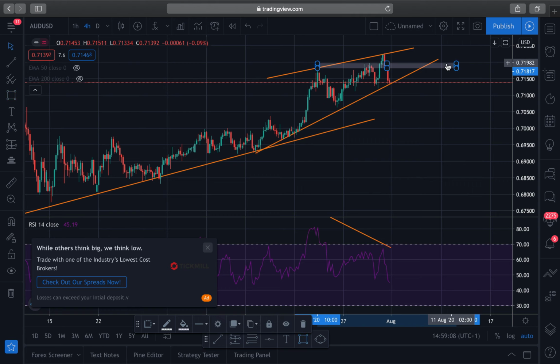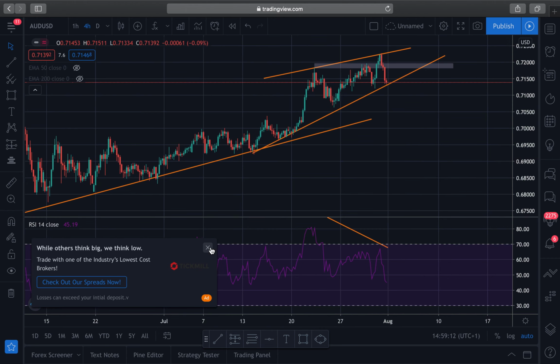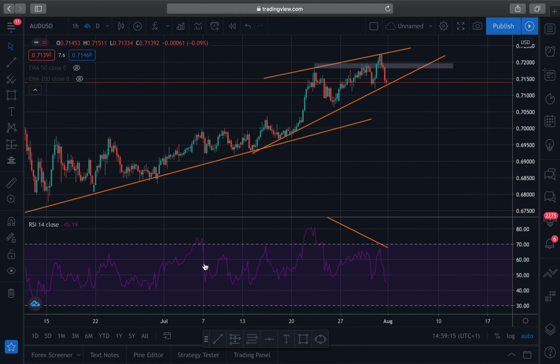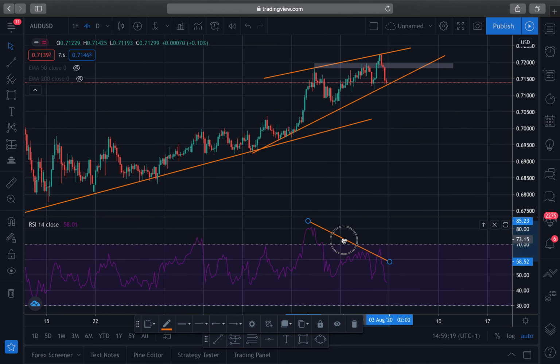Anything is possible with the market, of course. It might not go bearish. But I am most likely predicting that this is going to go bearish because of the signs I'm seeing. Divergence sign right here. Sorry.